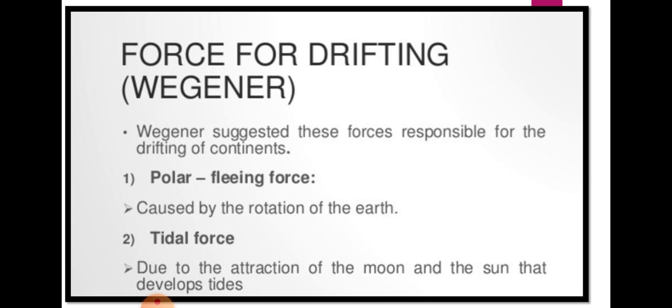Now Wegener suggested some forces. In his theory he spoke about 2 forces that are responsible for the movement of the continents. The first force is the polar fleeing force, or sometimes you will find it written as pole fleeing force. The polar fleeing force is caused due to the rotation of the Earth. You all know that Earth is not a perfect sphere, it has a bulge at the equator. This bulge is due to the rotation of the Earth only.